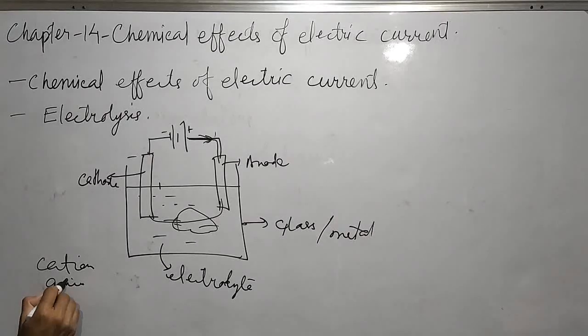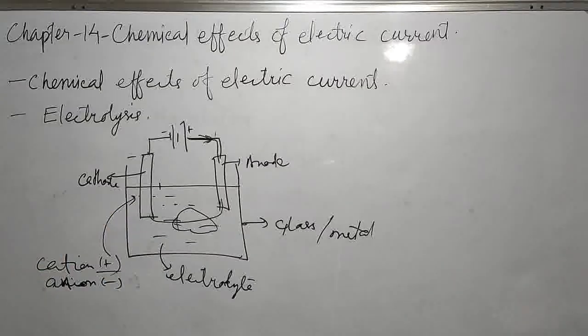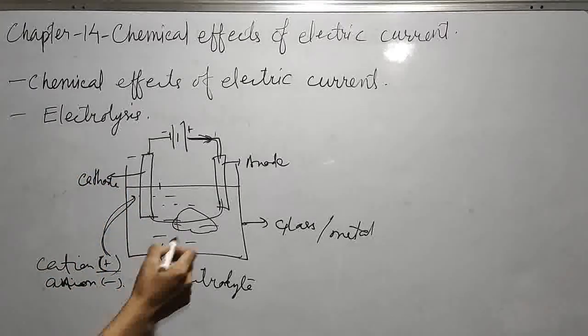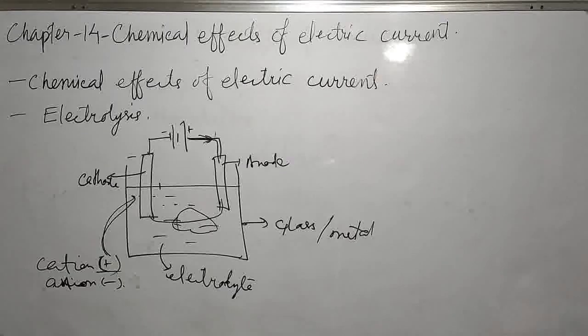Anions are negative, cations are positive. Then the positive ions get attracted towards the cathode. Plus and minus, unlike charges, attract. So the positive ions, which are called the cations, will get attracted to the cathode, and the negative ions will get attracted to the anode. That way the ions undergo further chemical reactions on reacting with the electrodes.